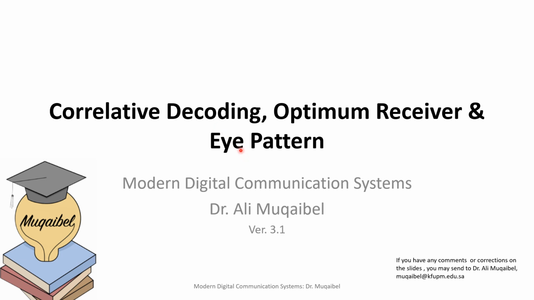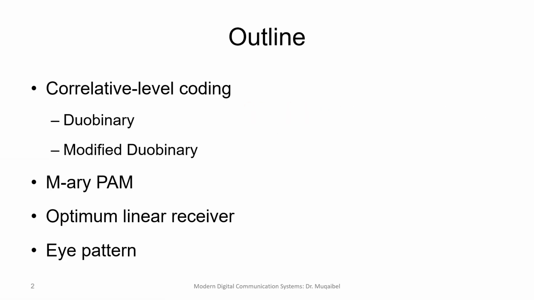Note that we have similar videos related before, and here we're just giving a general summary about correlative decoding, optimum receiver, and I pattern. We'll start with correlative decoding, correlative level coding. We'll look at duobinary and modified duobinary. Then we'll look at M-ary pulse amplitude modulation, followed by optimum linear receivers, and we'll touch on I pattern.